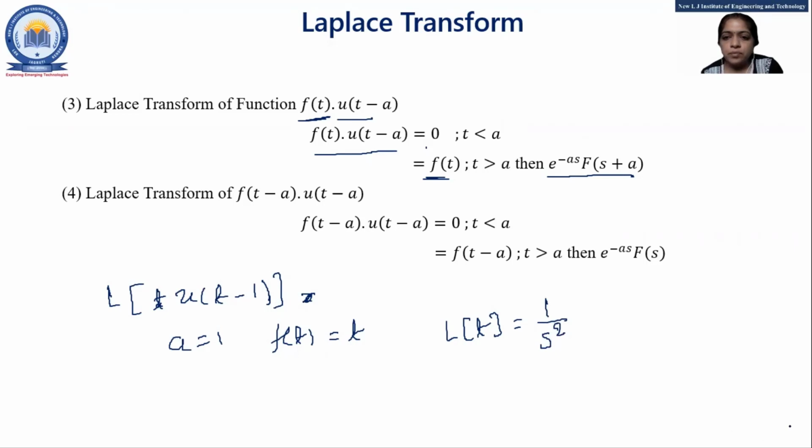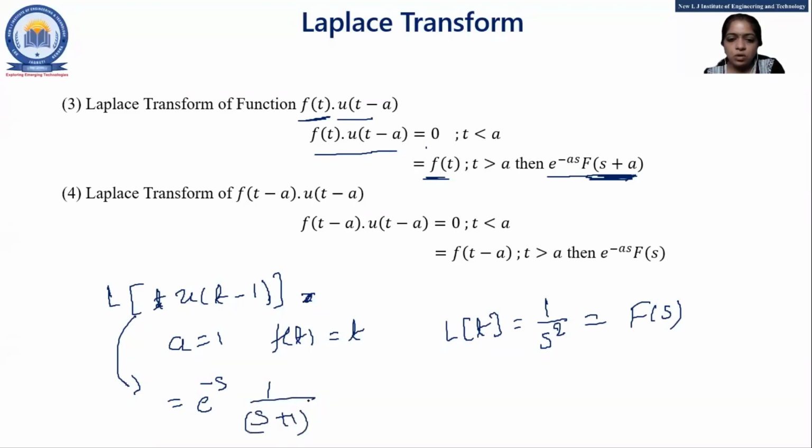Now, as per the formula, you have to write your F(s) in the place of F(s plus a). So your answer for this question is e raised to minus as. A is 1, so just minus s is there. And this one is F(s). If I replace this F(s plus a), then my answer is e raised to minus s times 1 upon (s plus 1) the whole square. Most important formula.